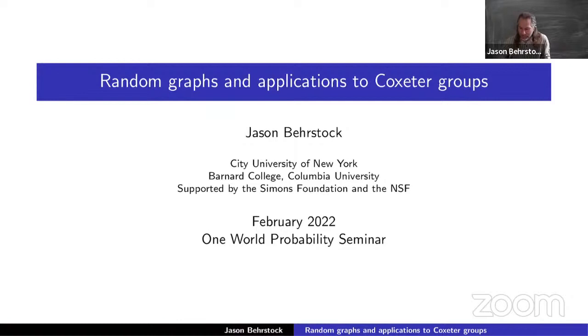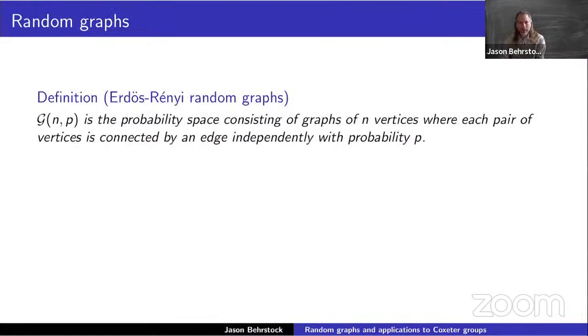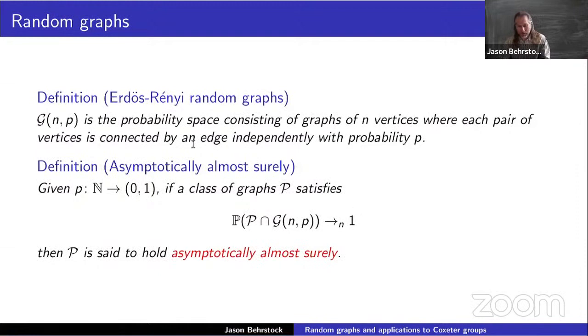I'll start though with something that I think everybody knows in this crowd, which is the Erdős-Rényi random graph. The definition of Erdős-Rényi is that G(n,p) is the probability space of graphs on n vertices where each pair of vertices is connected by an edge independently with probability p. I'll often talk about things asymptotically almost surely, which for me means that if you have a class of graphs that fills up most of G(n,p), so that the probability that the graph is in that class goes to 1 as n goes to infinity, then we say the property holds asymptotically almost surely.